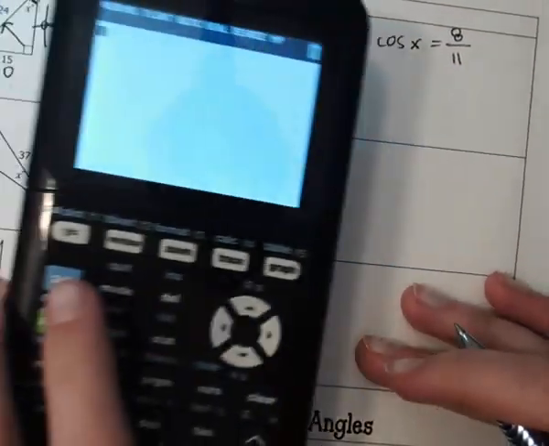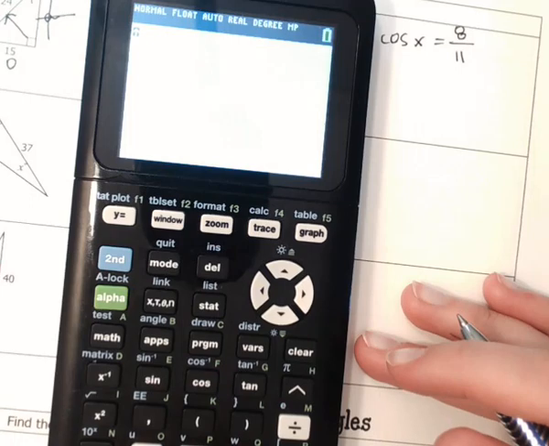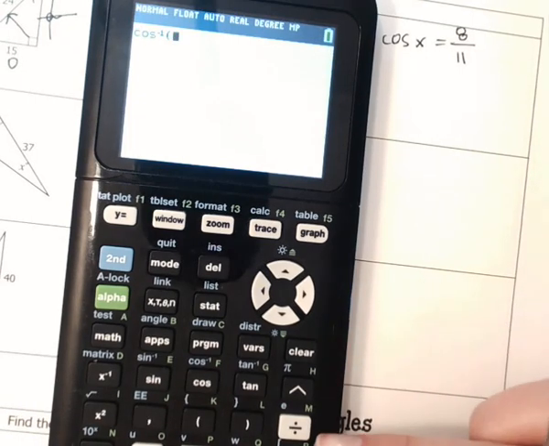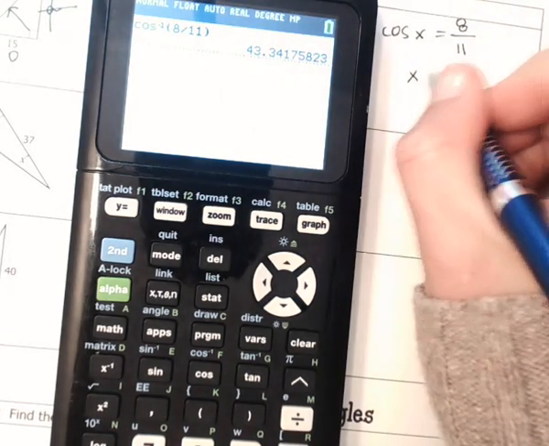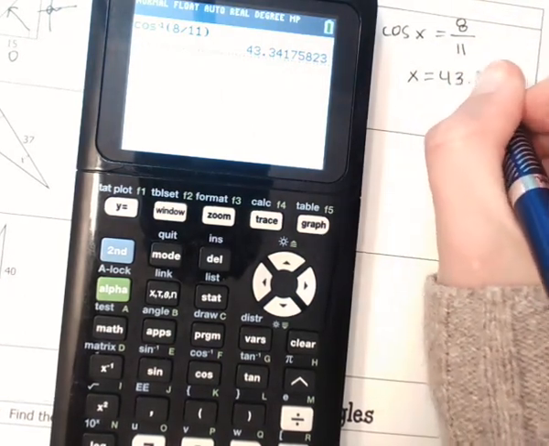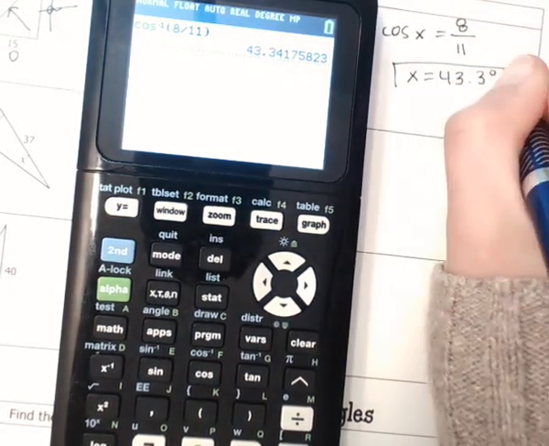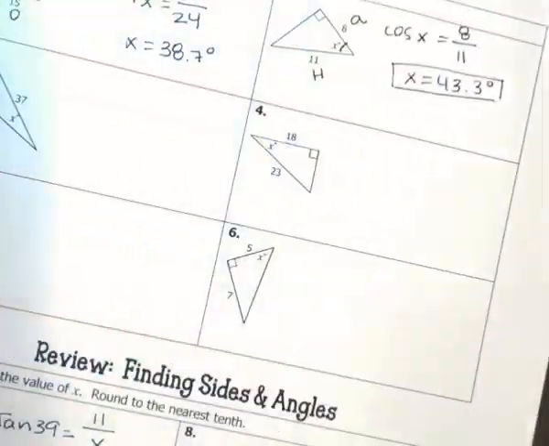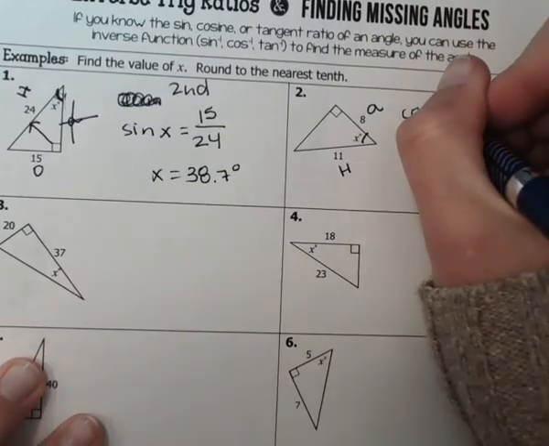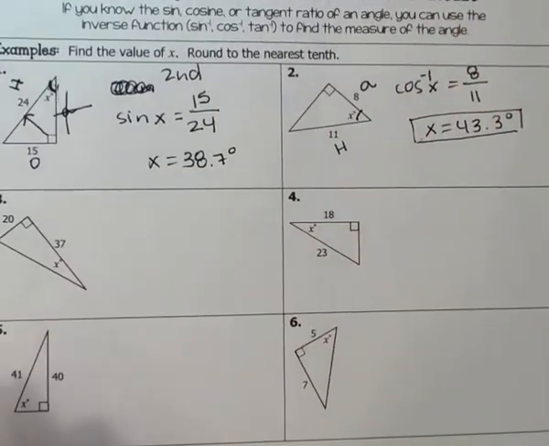Again, anytime you're looking for the angle, you're going to press the second button, then the trig function when you're missing the angle. And then you just type in the ratio. No major solving here. It's 43.3 degrees for number 2. Remember, when you press the second, that little -1 pops up.